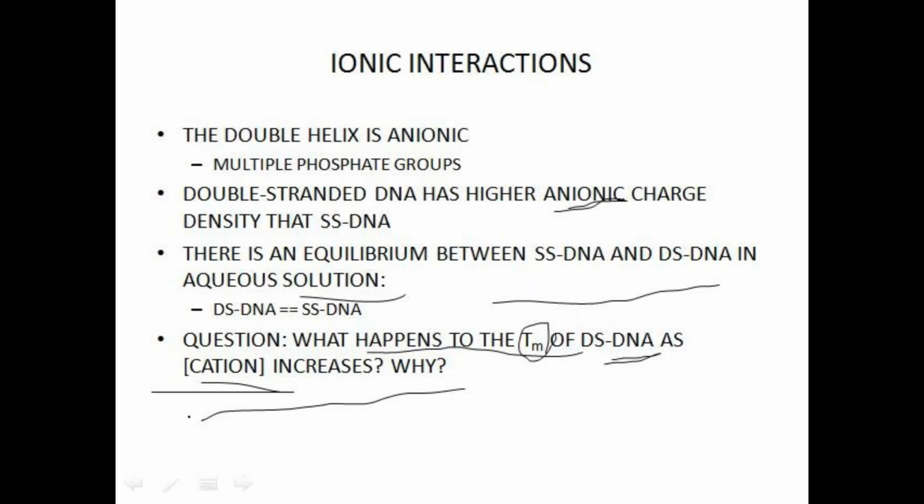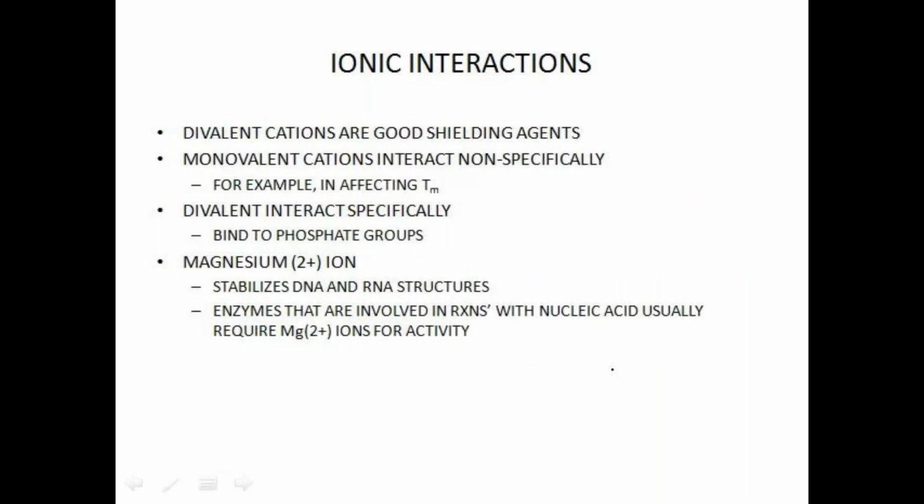Yeah, decreases. Understood? We have to remember the main concept here. Tm is the melting temperature that causes the denaturation of DNA. If cations are present, what is the charge that is mainly present here? Negative charge. If a normal level of cations is present, it causes neutralization of charge. When a larger number of cations are present, it decreases the melting temperature. Okay, that is the ionic interaction.